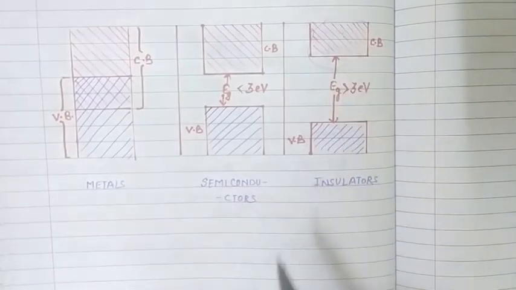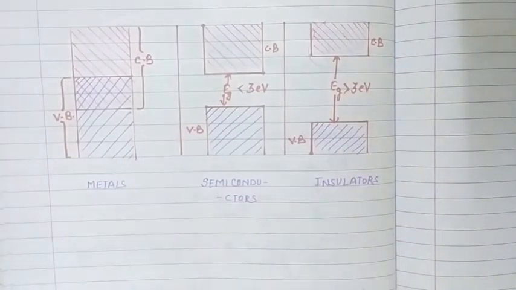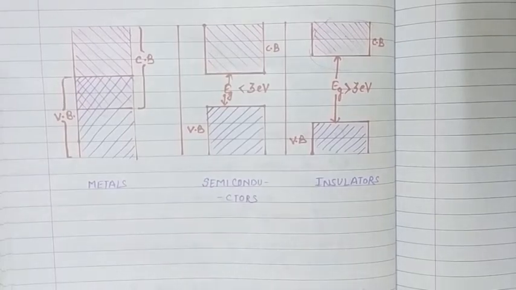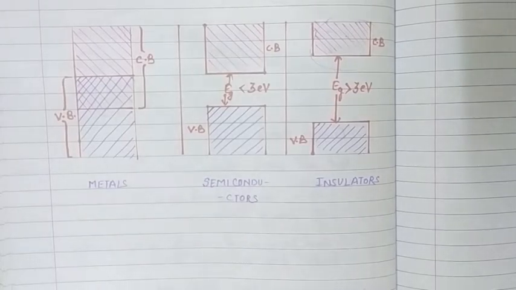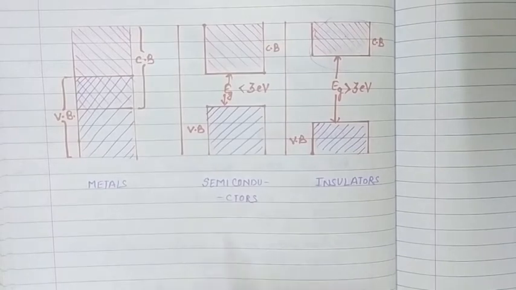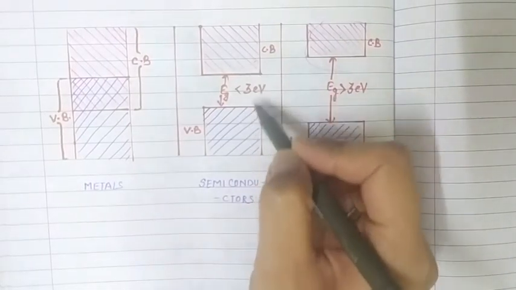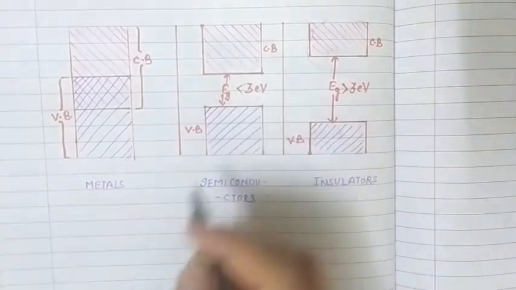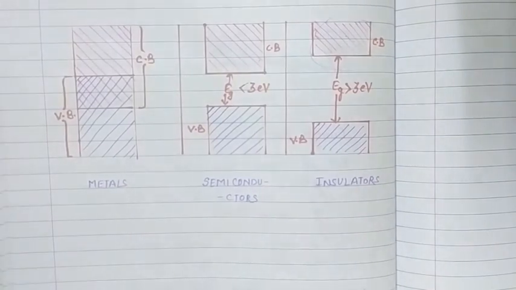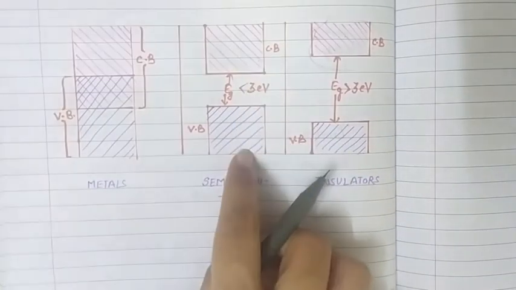to the conduction band. Now if we talk about semiconductors, they come in a range between metals and insulators. It is because the energy gap in semiconductors is less than 3 electron volts, which means the conduction band is empty at 0 Kelvin. If we are not giving energy to that material, we are at 0 Kelvin, then the conduction band is empty and the valence band is filled.